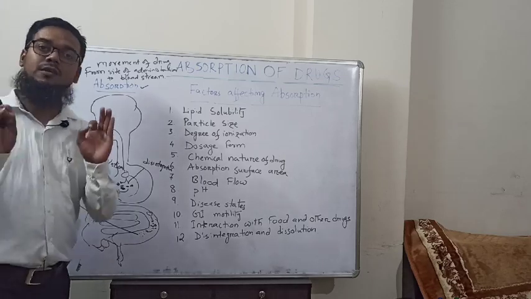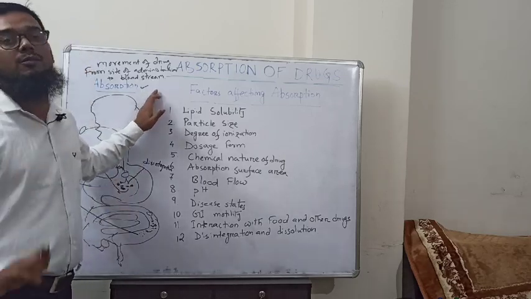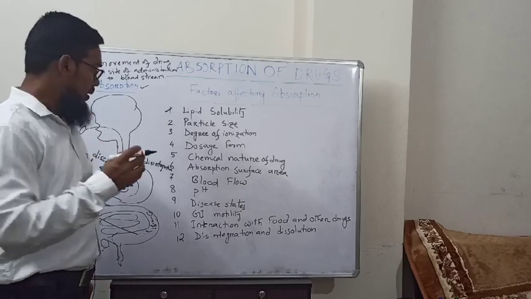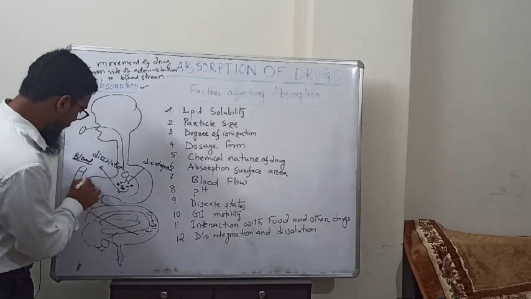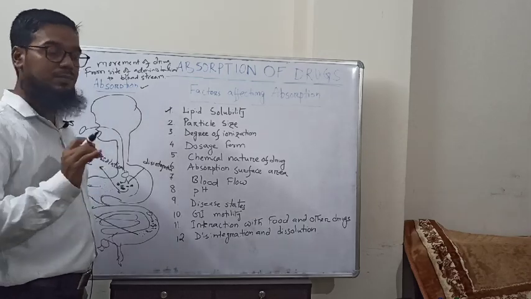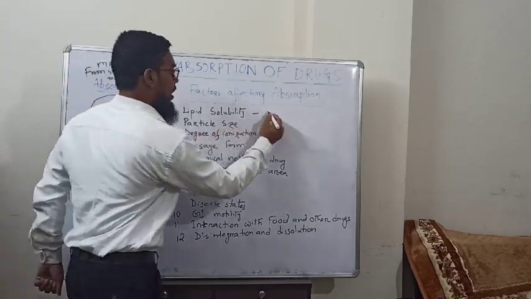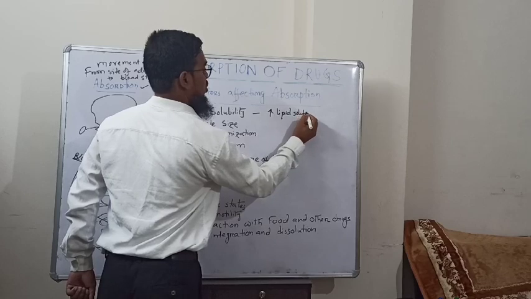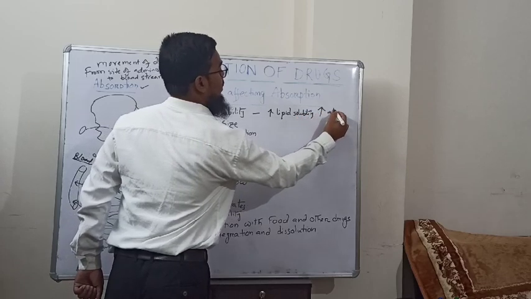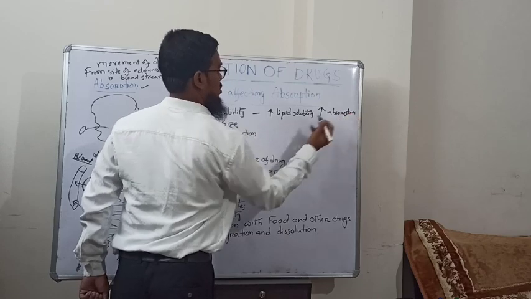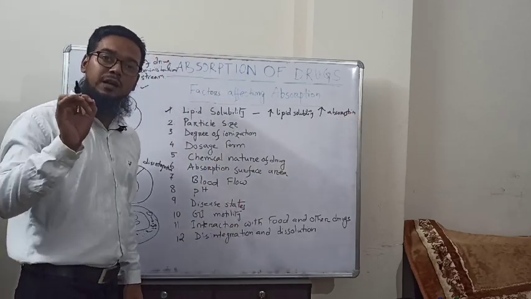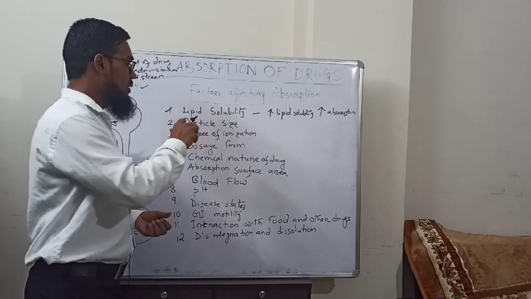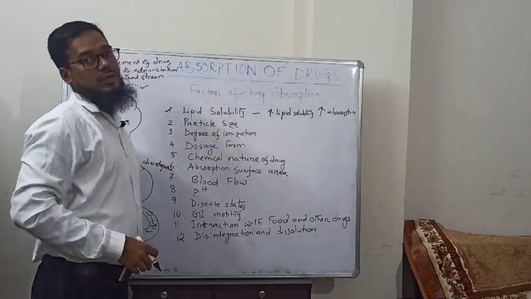Now we'll discuss some factors which affect our absorption process. The first factor is lipid solubility, because our biological membrane is made up of a lipid bilayer membrane. So if a drug has more lipid solubility, more absorption will take place. If a drug is more soluble in lipid, fats or oil, then more absorption will take place.